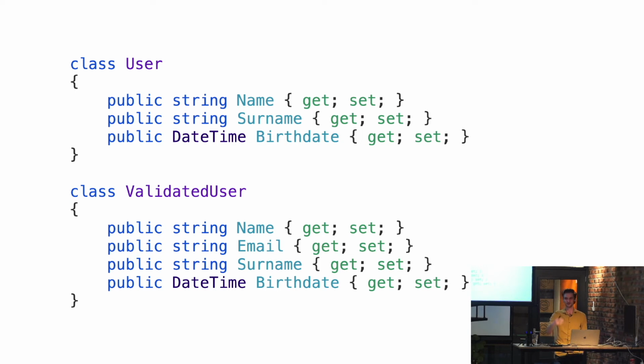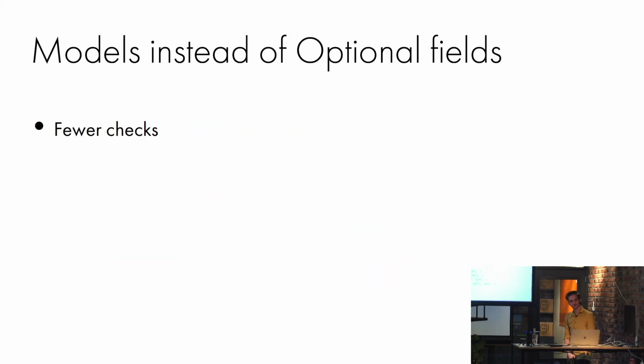So yeah, what would we receive if we are just writing more models? First of all, we are doing fewer checks. Because if we receive this validated user model, we are 100% sure it has email. There is no way it won't. It's not a nullable field. It would always have some email. So yeah, that's some stability.